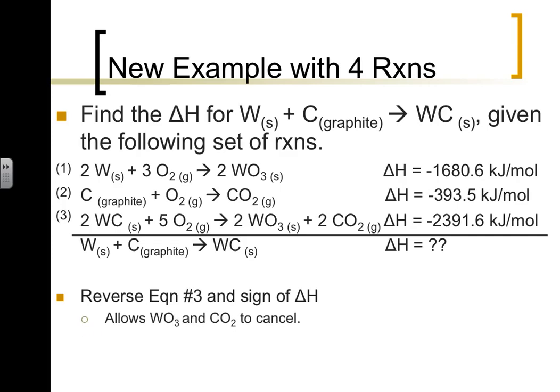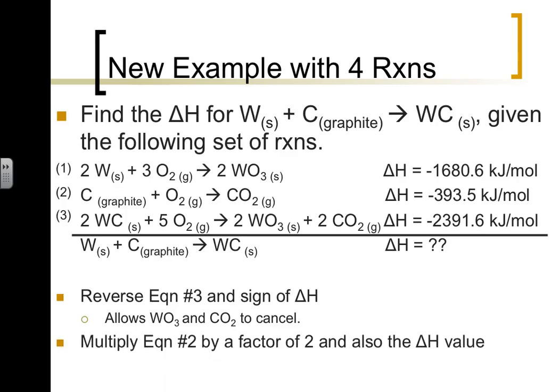And that will also, as a nice helpful thing, mean the WO3 and the CO2, which do not appear in the final equation, can eventually cancel out. If I switch the equation, that is also going to allow me to cancel out the tungsten trioxide and the carbon dioxide. So that's just an extra added bonus, yippee. And then the other thing that I'm going to need to do to make sure that everything matches is multiply equation 2 by a factor of 2.